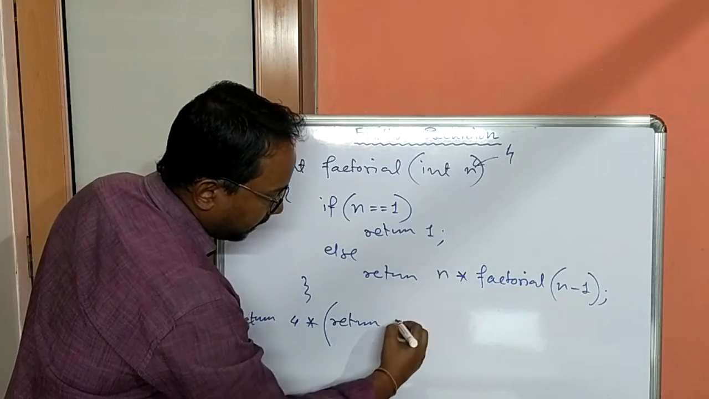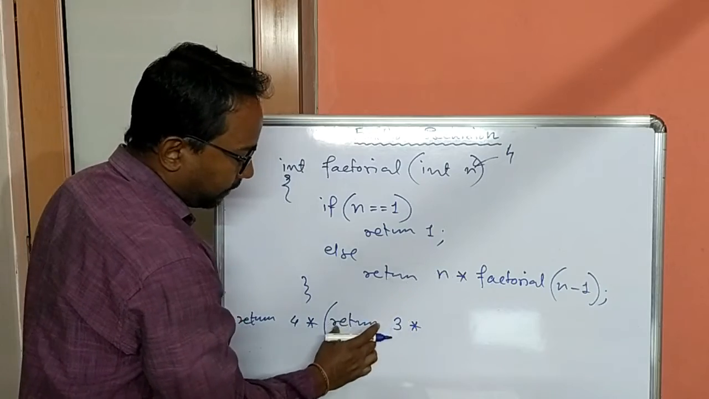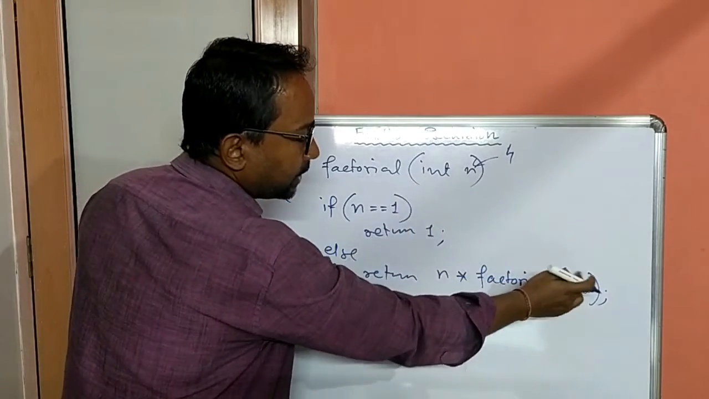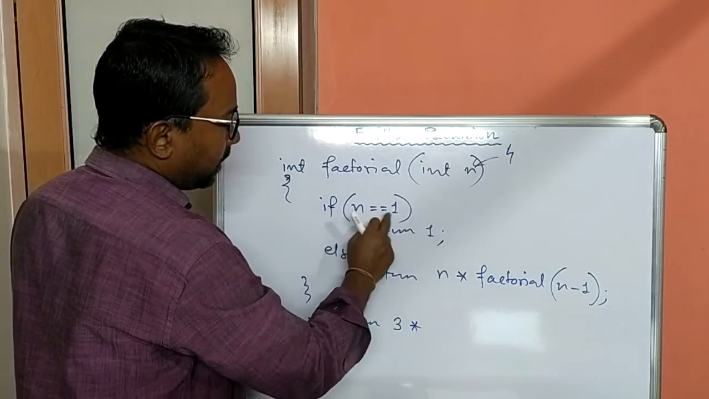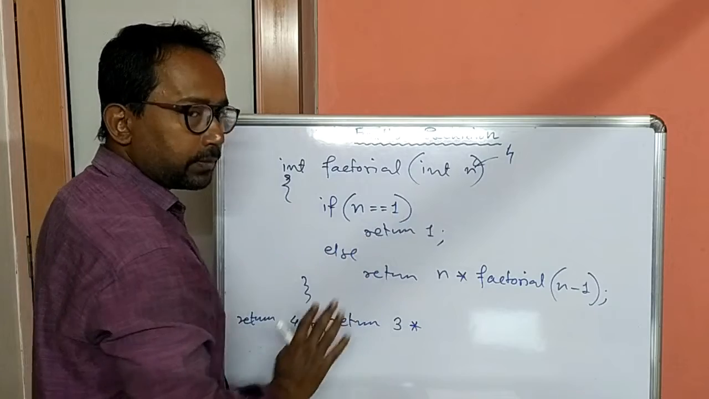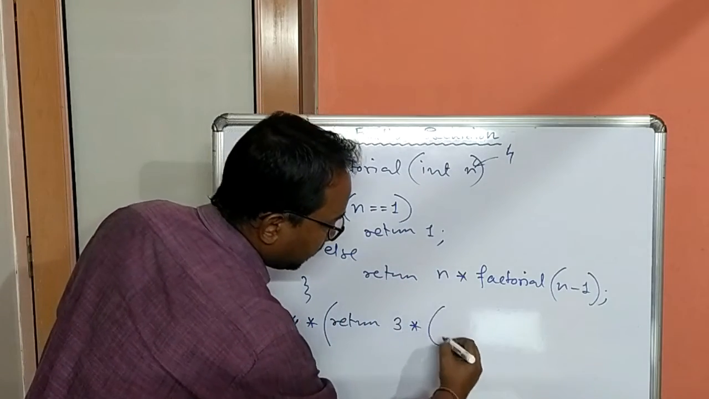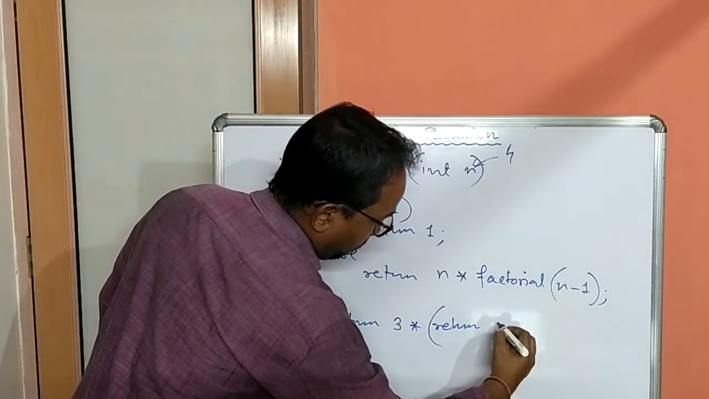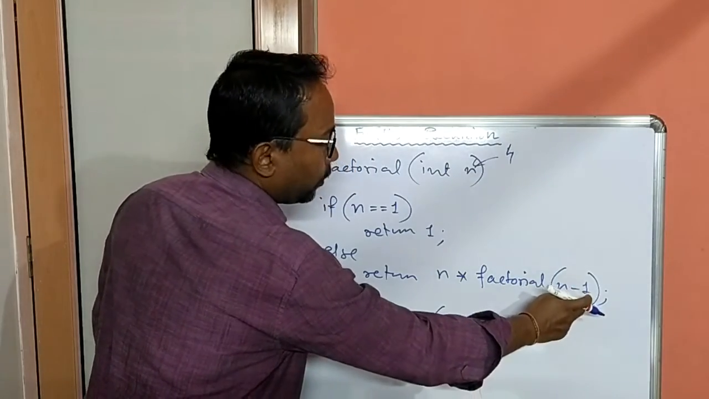Now return n, for now it is 3, then star. But before getting the value, again the call has been made for this factorial with n minus 1, means 3 minus 1 for 2. For 2 also this n is equal to 1 condition is false. So this will not execute. Again in else part, next return statement is going to be executed where the value of n is 2, then star, factorial of 2 minus 1 for 1.